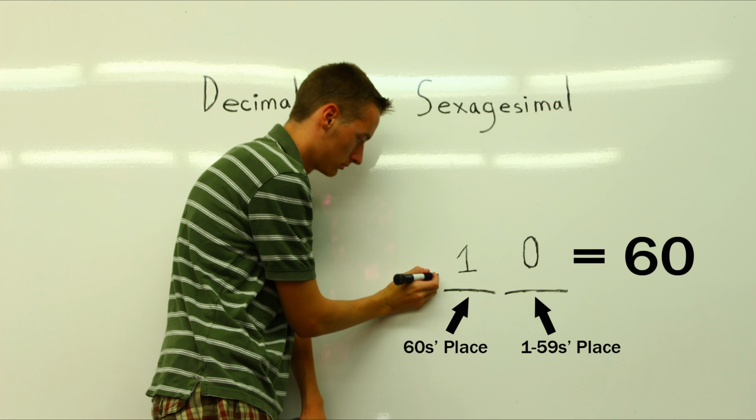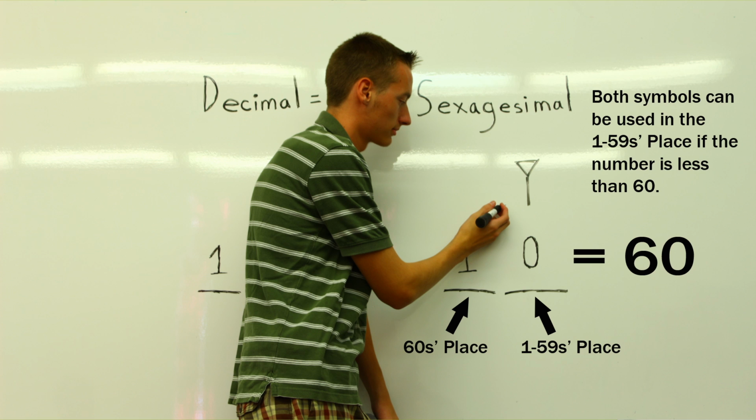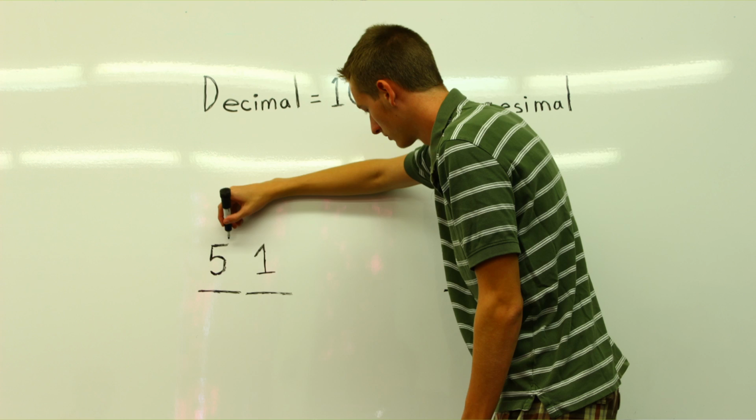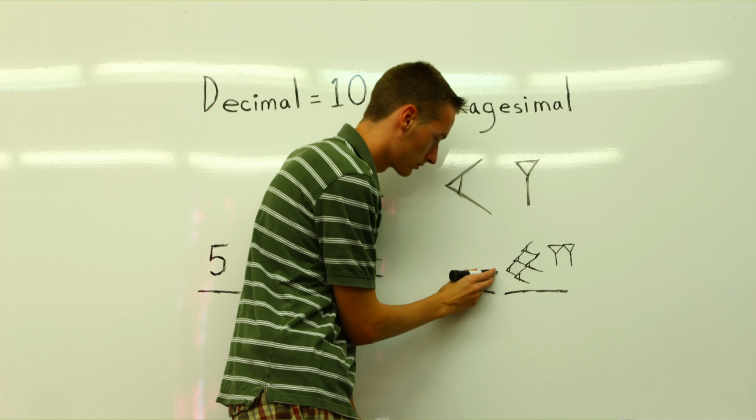Now, they didn't have to memorize 59 symbols. They only had 2. One symbol for showing how many individual numbers they were counting, and another to show how many sets of 10 they had already counted. Written in Sumerian numerals, our numbers would look like this.